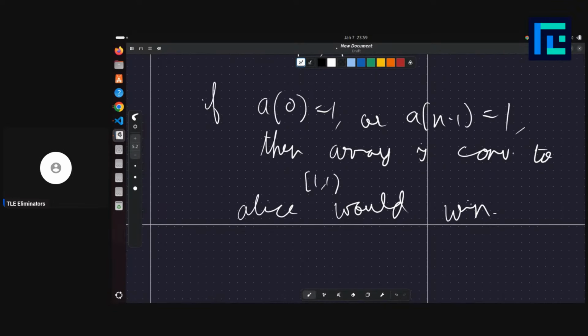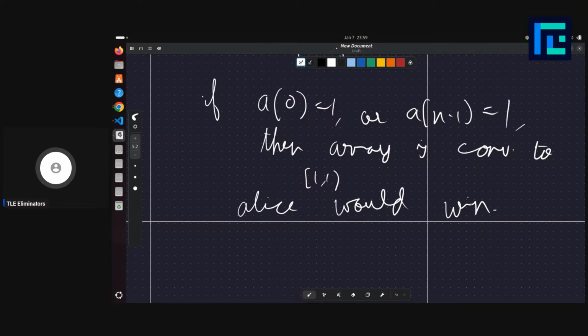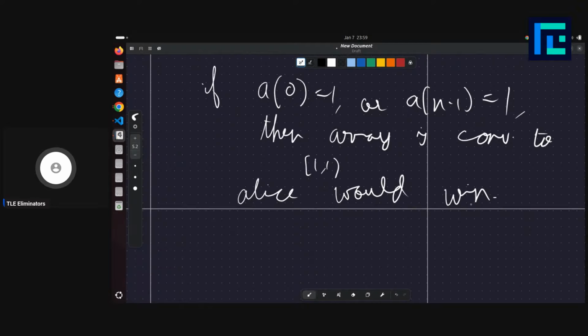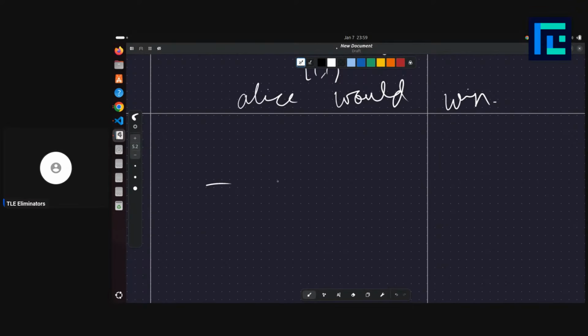But now, what about the other cases? What if the array is not convertible to 1 1? Like if the first element is 0 and the last element is also 0. So in that case, what would happen? We have proved that in all the other cases, Alice wins, right? But we haven't thought about this case yet. Who will win in this case? So let's think about that.